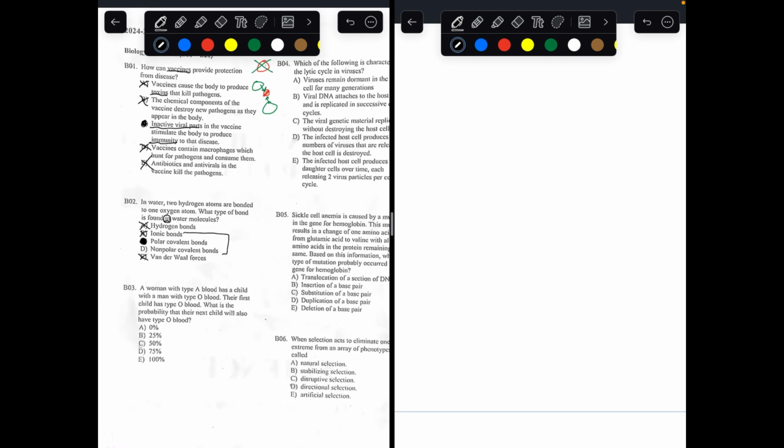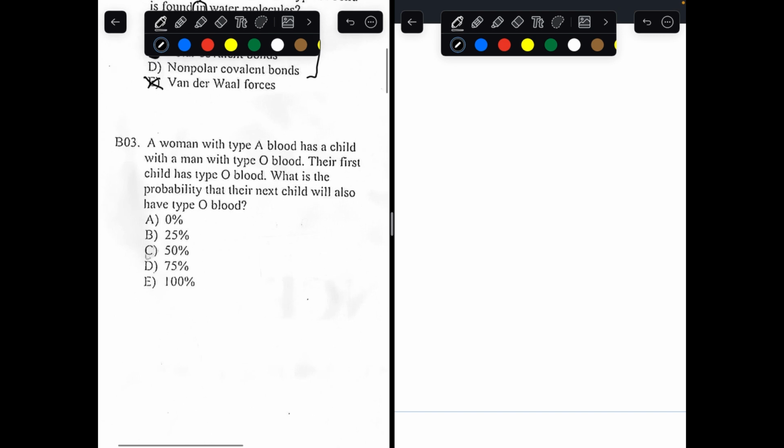Number 3. A woman with type A blood has a child with a man with type O blood. Their child has type O blood. What is the probability that their next child will also have type O blood?